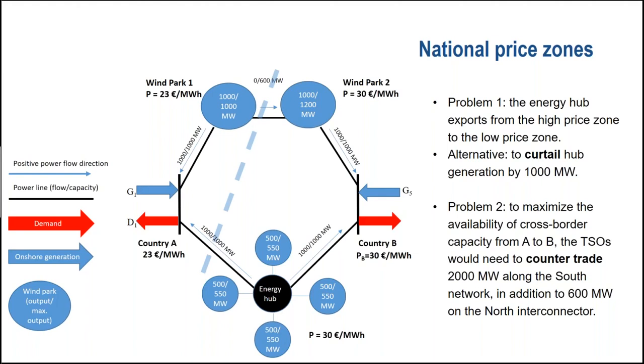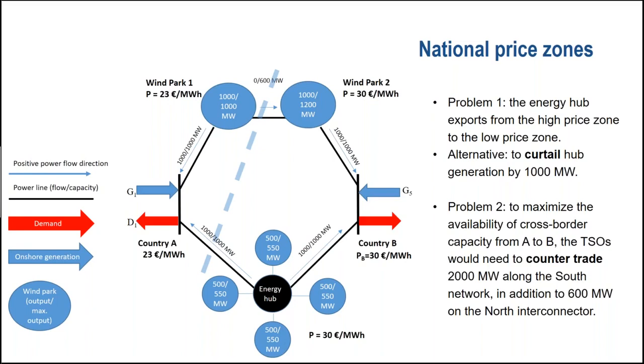And so in this case, the price of wind park 1 would be 23, and it would send all its power to country A, and the rest of the parks, being in the waters of country B, would receive the higher price of 30. Now, wind park 2 would need to be curtailed by 200 megawatts, so it would receive 30 euros for the 1,000 megawatts that it could produce.